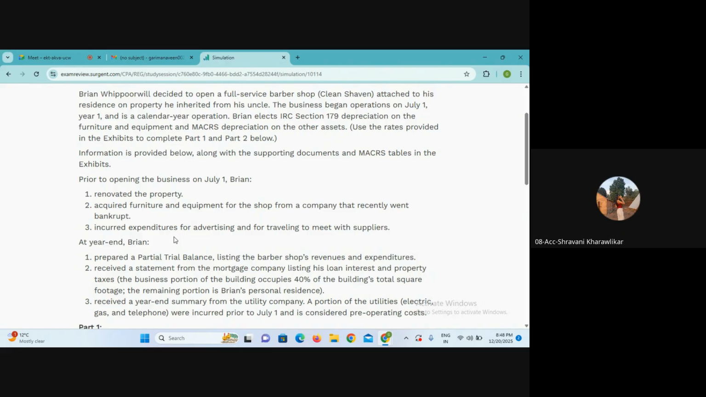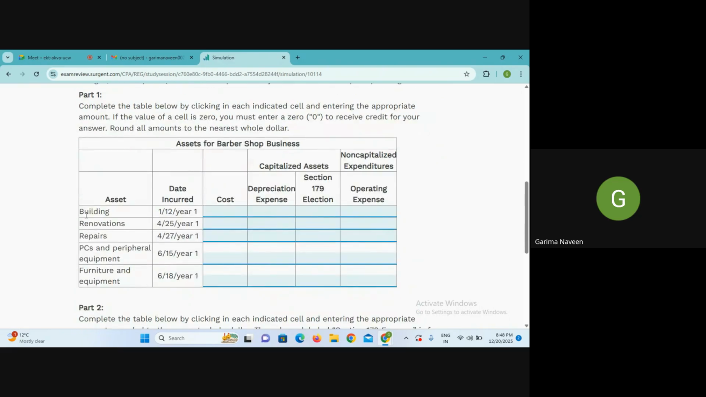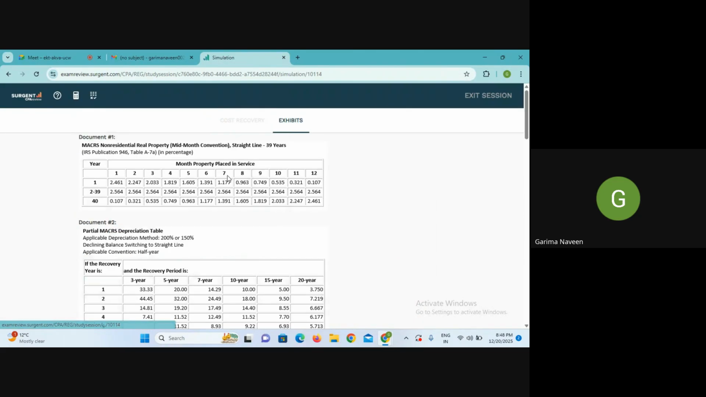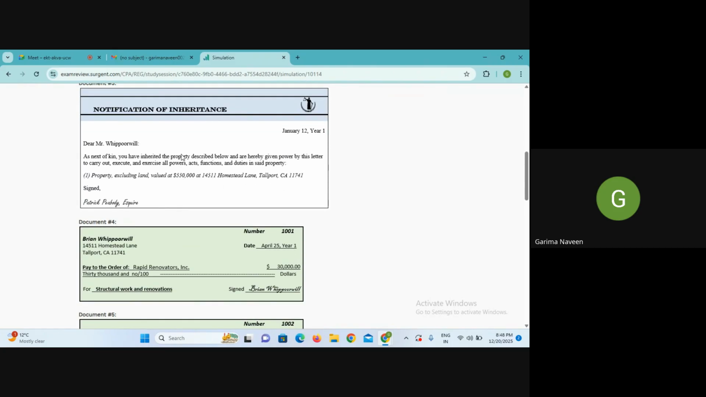Yes, ma'am. We can start. Okay, so first of all, the building is given. So you have to put the cost of the building from this exhibit.